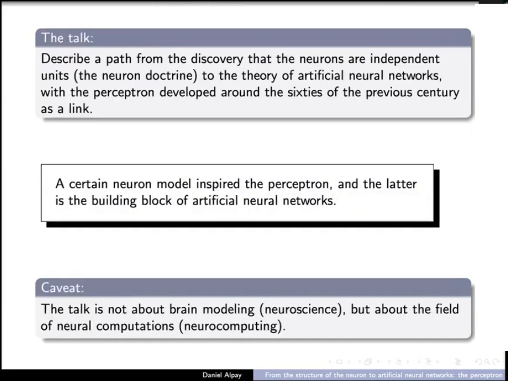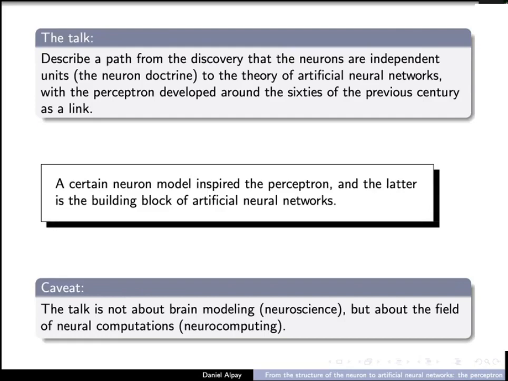So what is the talk about? I would like to describe a path really from the discovery of the neuron, the fact that the neuron was an independent unit, which took some time to discover, as I said, the neuron doctrine, to a theory of artificial neural networks. And around the 60s of the previous century, the perceptron was discovered, which is really the building unit of artificial neural networks, if you want.